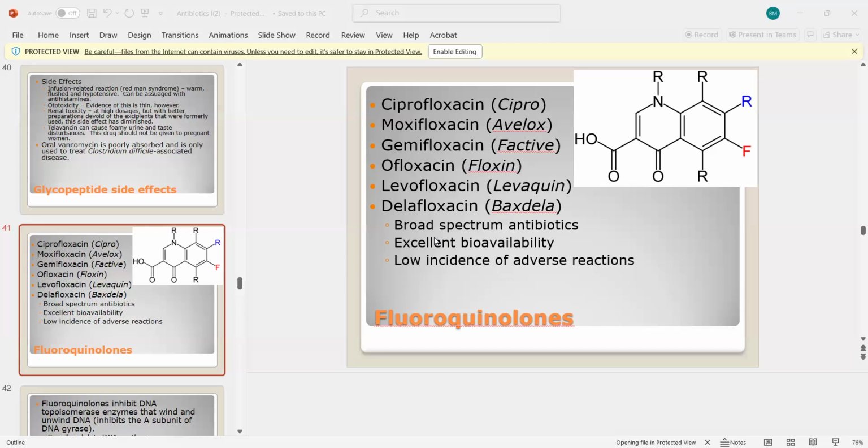They're renally cleared, so they're very good for UTIs, particularly complicated UTIs. But, and the NCLEX loves this question, moxifloxacin is not renally cleared. So don't use moxifloxacin for UTIs. And you will need to adjust the dosage in patients with renal dysfunction, except for moxifloxacin. Questions about fluoroquinolones?